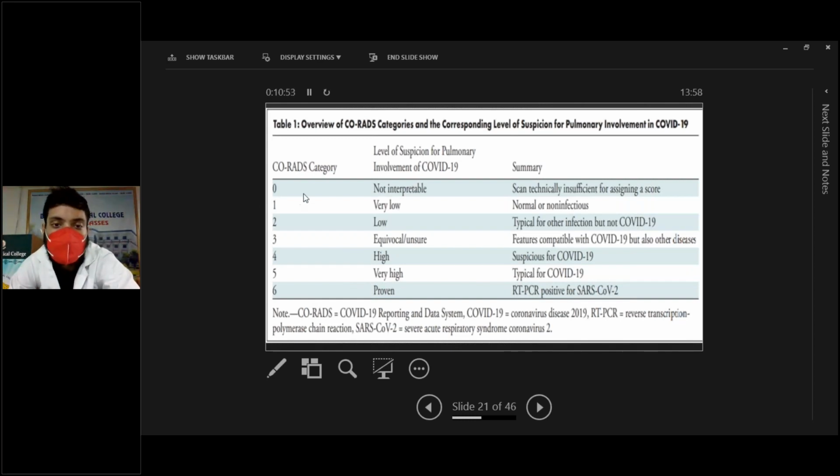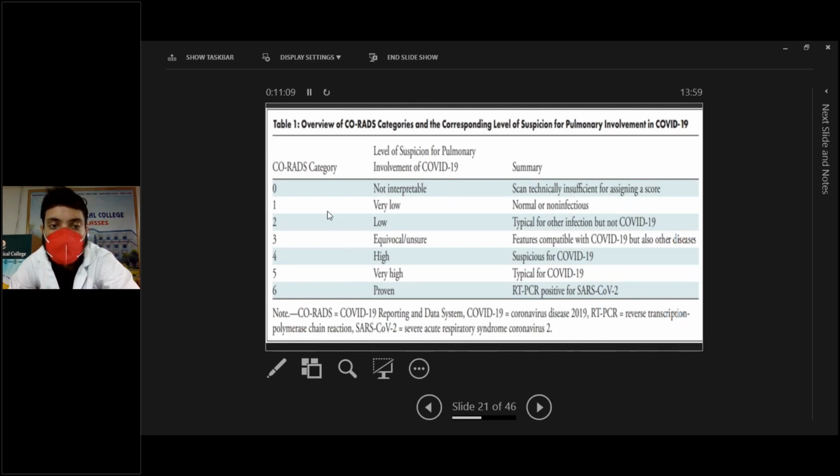So what is 0? 0 is not interpretable. That means, suppose a patient has come for a CT scan and he keeps on coughing and is unable to hold his breath, then the study is incomplete and we are not able to assign a particular CORADS category for him.